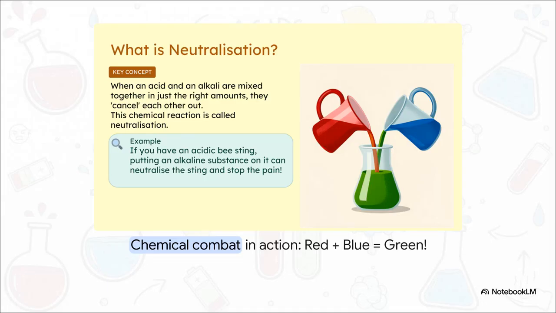When you see this chemical combat in action, it's pretty mind-blowing. Pouring a strong red, acidic liquid and a blue alkaline liquid together magically creates a perfectly neutral green solution. And this isn't just a neat visual trick. It's incredibly useful in real life.